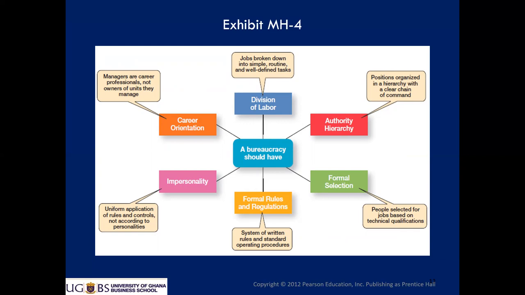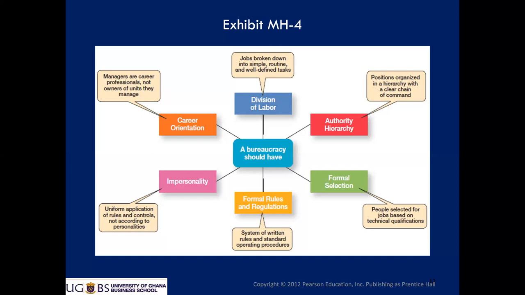Then formal selection. So on what basis are people selected for the organization? Then also formal rules and regulations, the policies of the organization. So are there written rules and standard operating procedures by which things are done? Or, as I see fit, as I deem fit, as I think right, I do. Okay, so where do we stand? Organizations should have clear written rules and standards.